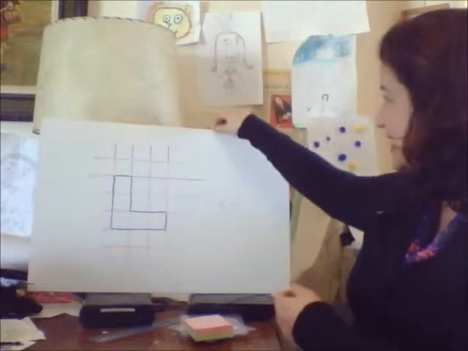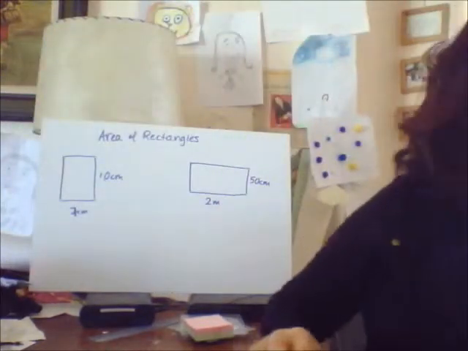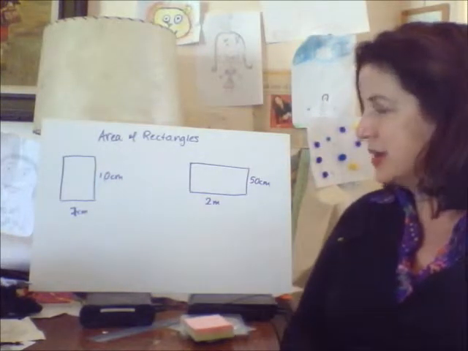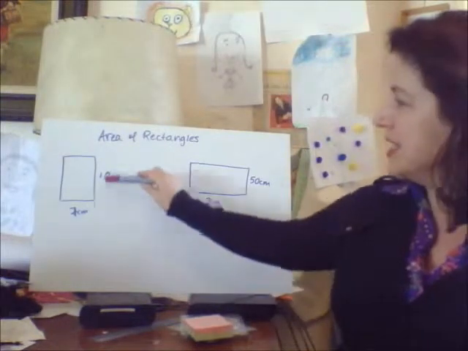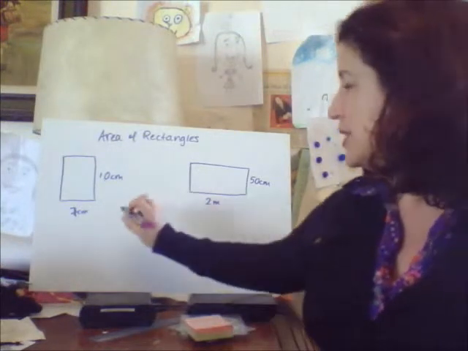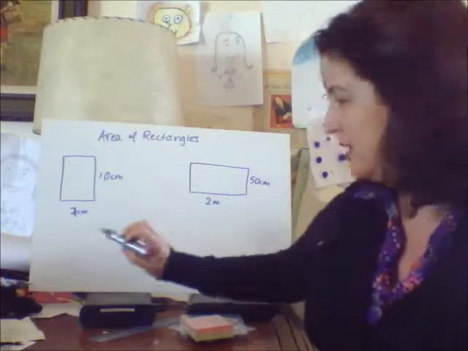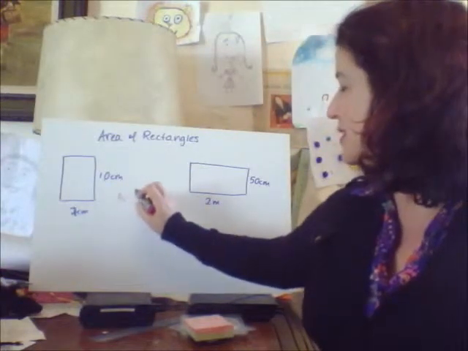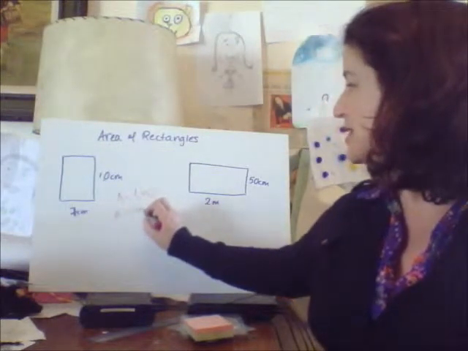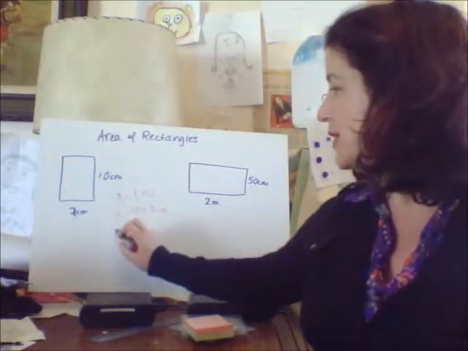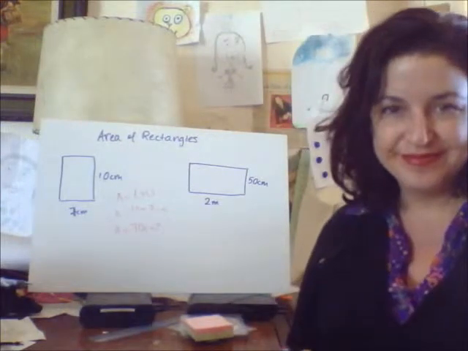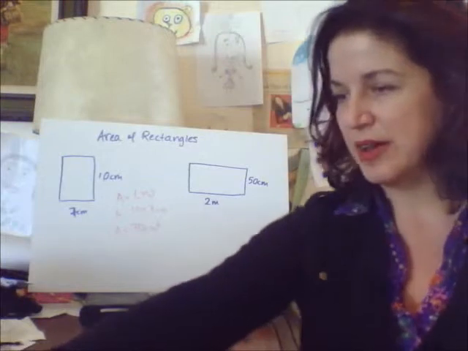Okay, so let's just look quickly at some areas of some rectangles. We have here a little rectangle. This one is 10 centimeters by 7 centimeters. So it's 10 centimeters high and 7 centimeters wide, or 10 by 7. So we're going to use our formula, which is area equals length times width. So our area is going to equal 10 times 7 centimeters. So we know our area is going to be 70 centimeters squared. Okay, 70 centimeters squared for that one.